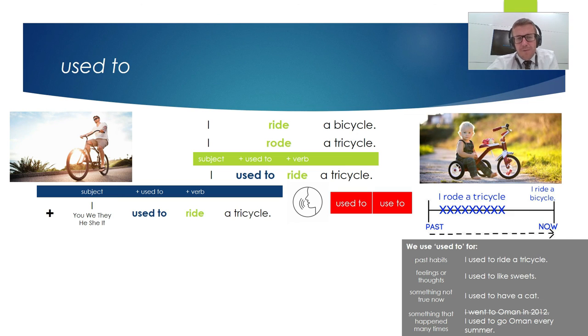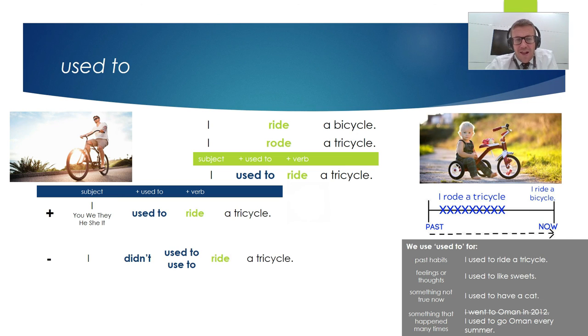Then in the negative, didn't used to ride a tricycle. Which one do you think is correct? It's the bottom one. I didn't use to ride a tricycle, because the D for the past is here in the didn't. Again, when we speak, you don't hear the D anyway, but it's important when you write that you don't put the D in the negative. Same for all the subjects. You, we, they didn't use to ride a tricycle.